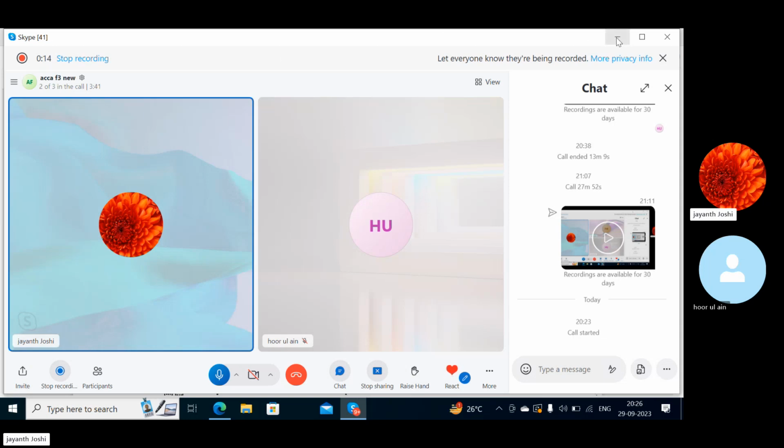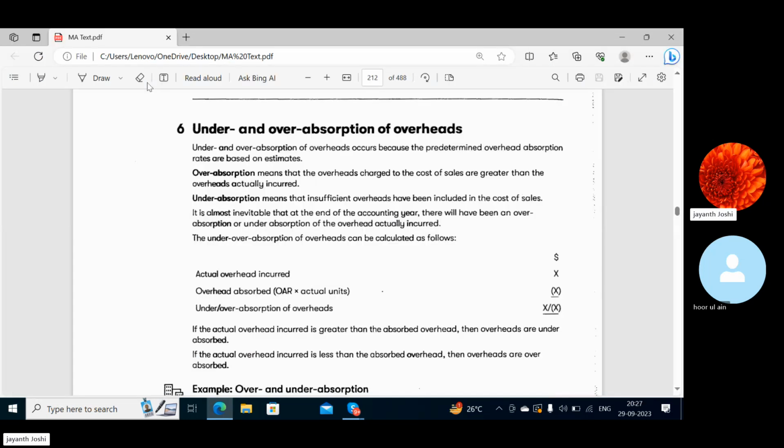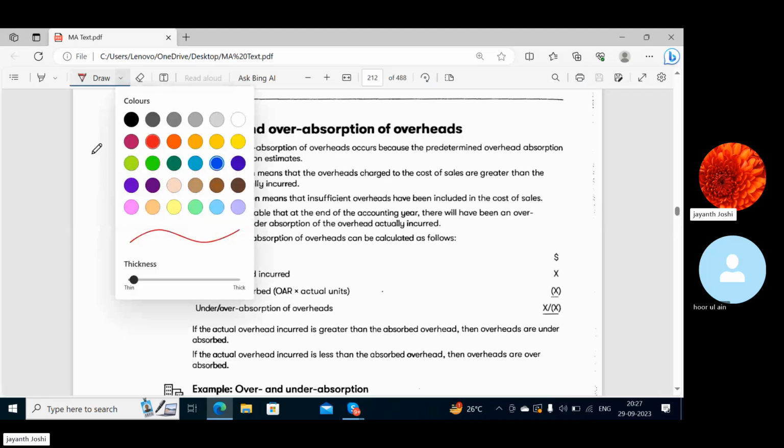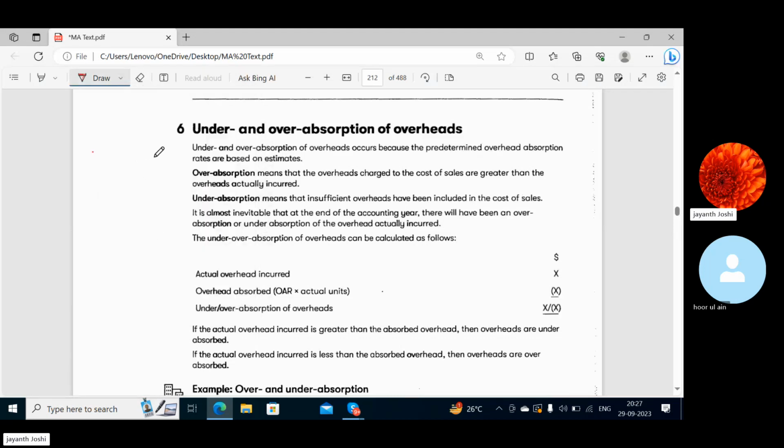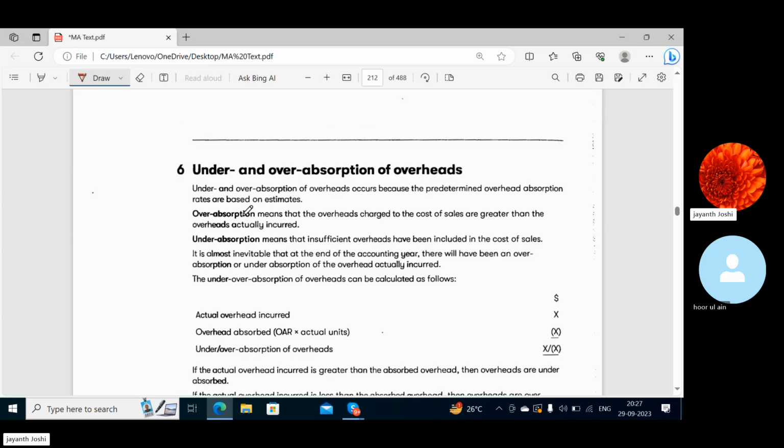Yeah. So I will write a note here and we will do a question. If the overhead absorbed, we will discuss this: under and over absorption of overheads. Under and over absorption of overheads occurs because the predetermined overhead absorption rates are based on estimates, right?